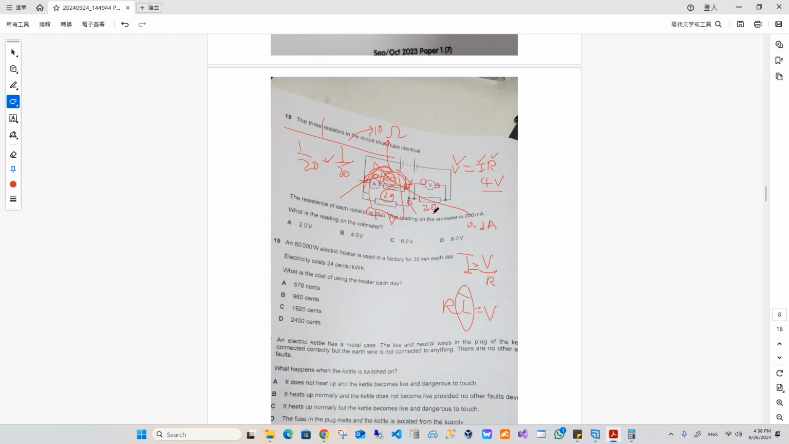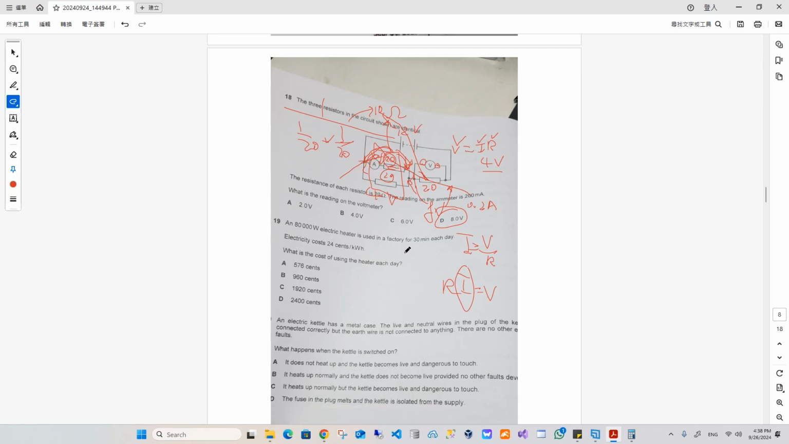So 20 ohm to 10 ohm, then I will have 4 volt to 8 volt. That means my battery is actually 12 volt if you want. 8 volt, so this is my answer. If you have a problem with this, we can do a very detailed calculation. No problem.